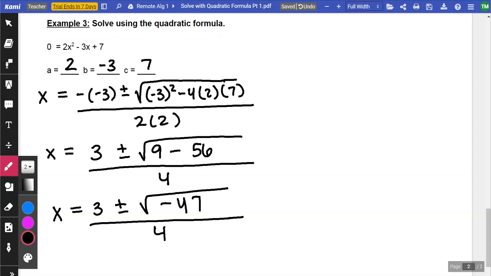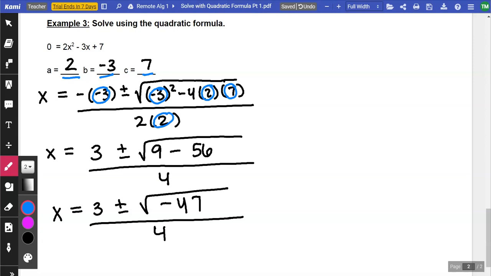Okay, so I went ahead and set up the problem for us so we could talk our way through it. The first thing I did was identify a, b, and c. a is 2, b is negative 3, and c is 7. Then I plugged those values into my quadratic formula. So I have x equals negative b plus or minus the square root of b squared minus 4ac, all over 2a.